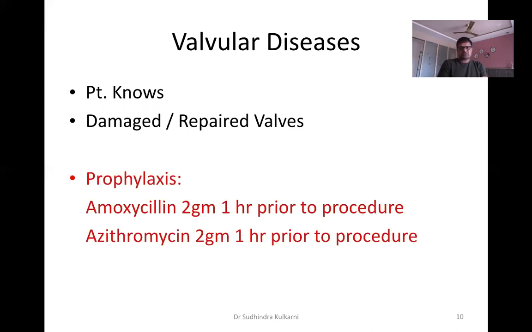The next heart-related medical condition that's going to influence us would be valvular disease. The best part again is the patient knows that they have a heart valve problem. They all know that it's either damaged or repaired. Irrespective of whatever it is, the only thing we have to do is give them a nice pre-medication: amoxicillin 2 grams 1 hour prior, or azithromycin 2 grams 1 hour prior. And in case they have a dental infection, you would have already started them on an antibiotic, so the antibiotic coverage would already be in place before you do anything. That's the best thing you can see in these patients.